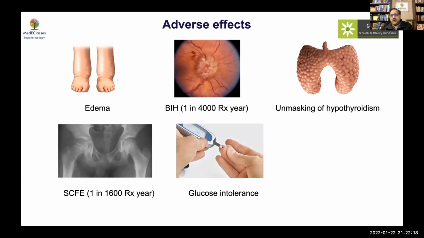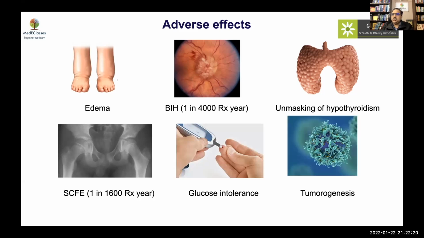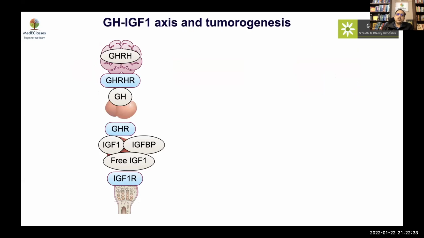Glucose intolerance is very, very rare with growth hormone deficiency. Tumorigenesis, I'll discuss later on. So mainly we're talking about edema and some benign intracranial hypertension. Monitoring for thyroid and, rarely, slipped capital femoral epiphysis is important from that perspective.